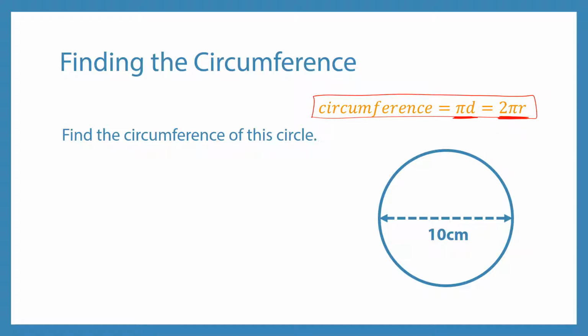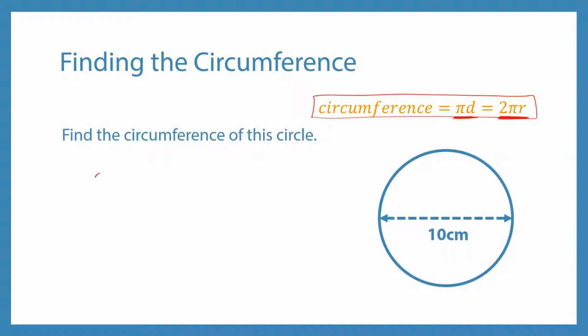Now we need to find the circumference of this circle. And for this video, we're going to leave them all in exact form. But if a question asked you to find it to the nearest decimal place, you would need to do it in that way as well. But we're going to leave it in exact or surd form.